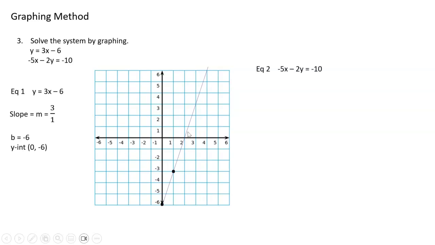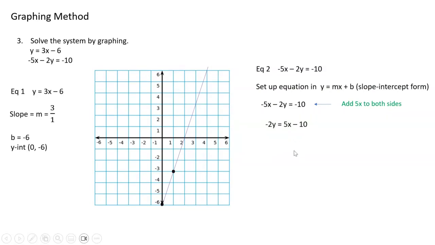Now we're going to graph equation number 2. To graph it in slope-intercept form, we have to rewrite it, because this equation is not in the form y equals mx plus b. So I have to rewrite it by first adding 5x to both sides, and then we divide every term by negative 2. Now it's in slope-intercept form. So my slope is negative 5 over 2, and my b is 5, which is my y-intercept, (0, 5), and this is my starting point.